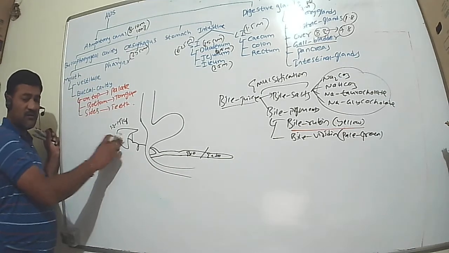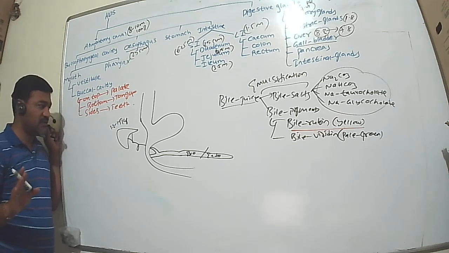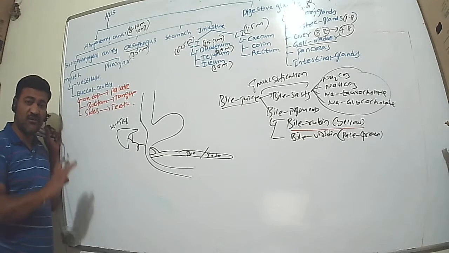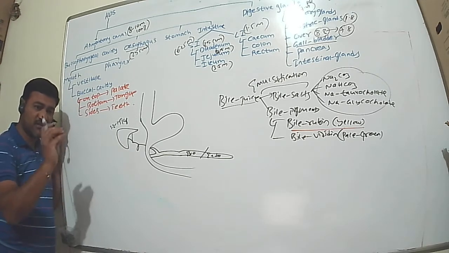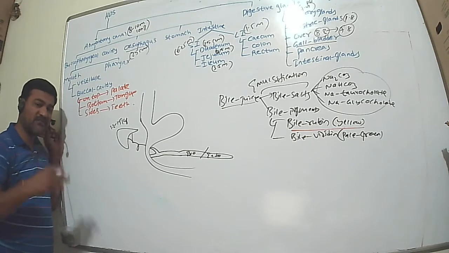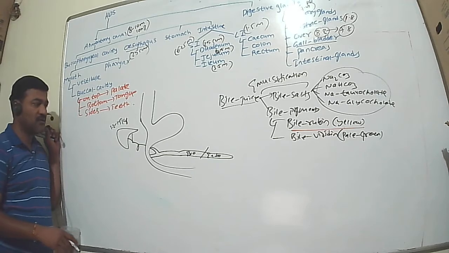But liver is the only digestive gland which does not release any digestive enzymes. They will give you this in the NEET exam. The only digestive gland which does not produce any digestive enzymes is the liver. It only releases bile juice, which contains bile salts that will help in emulsification of fats, so that they can be easily digested by the pancreatic lipases.